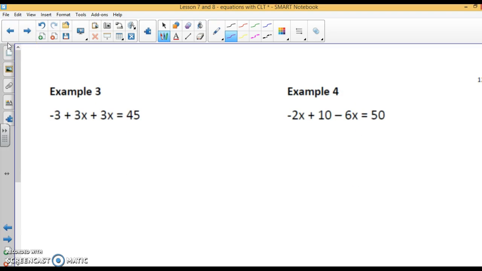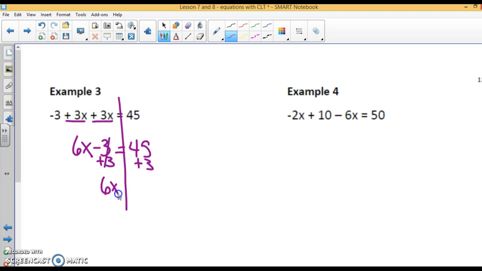All right, here we go. Example 3. Let's combine like terms. We want to simplify this side. 3x plus 3x is 6x. Bring down the minus 3 equals 45. So I've simplified that left side. Now, solve this. I will add 3 to both sides first. And I have 6x equals 48. Divide both sides by 6. X is 8.